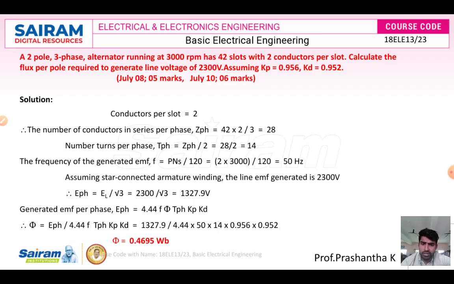The frequency of the generated EMF, f, is equal to P Ns divided by 120. So 2 into 3000 divided by 120 is 50 Hertz. See, I already told you how to calculate frequency: by using Ns is equal to 120 f by P, and also f is equal to P Ns by 120. After calculating, you get 50 Hertz. The generated EMF is around 50 Hertz, please keep it in your mind. In India, the generating frequency is 50 Hertz.